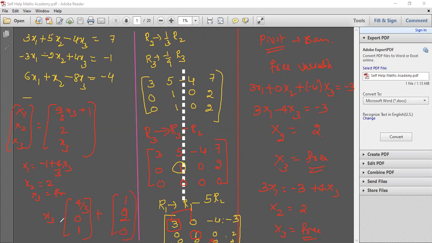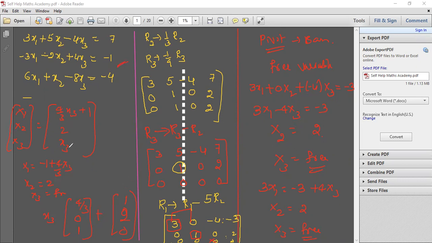So this implies if I put x3 is equal to 1, I'll get one set of solution. If I put x3 is equal to 2, another set of solution. If I put x3 is equal to 4, another set of solution. Like this, how many solutions are possible? There are infinitely many solutions possible. Therefore, if there exists at least one free variable, then there are infinitely many solutions. So this is one such example.